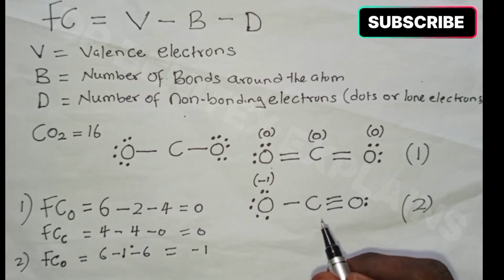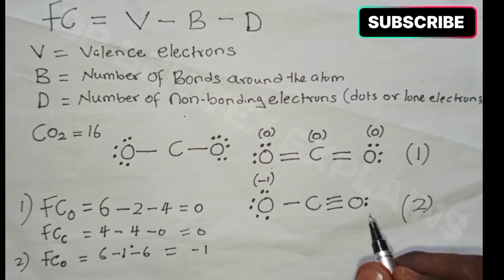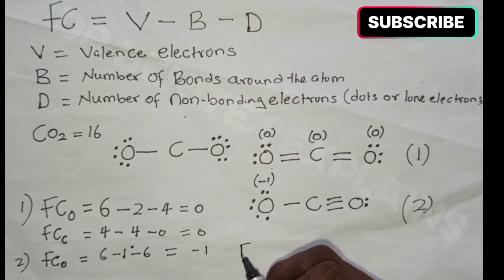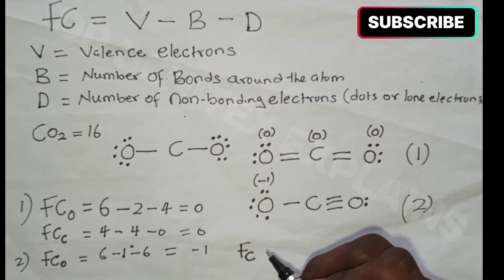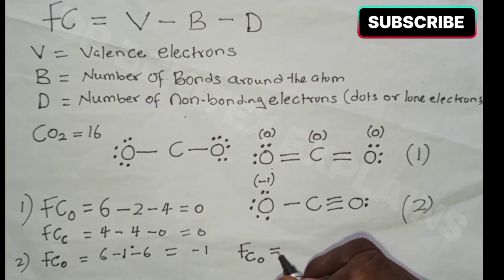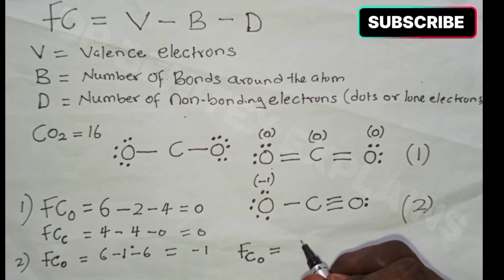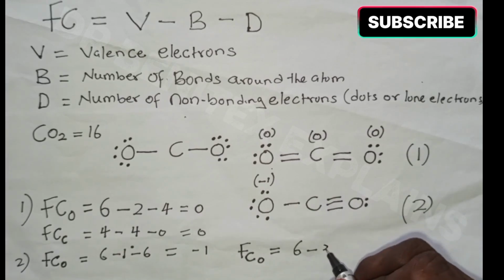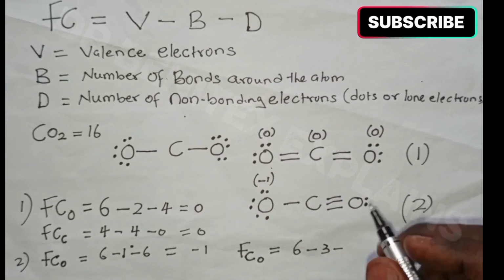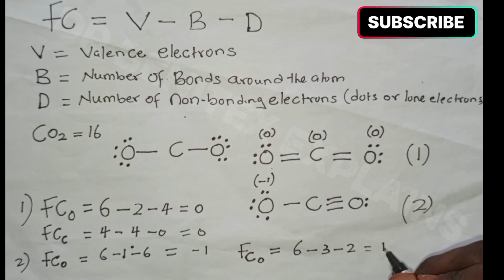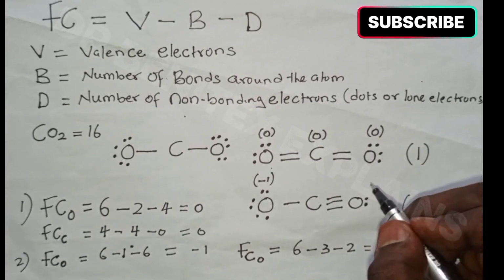All right, what about the formal charge on the other oxygen? I can do it on this side. Formal charge on oxygen. This is the oxygen that has a triple bond now. So it's going to be equal to 6 minus the number of bonds around it, 3. How many dots are there? We have 2. So this is equal to plus 1. So I can say this is plus.